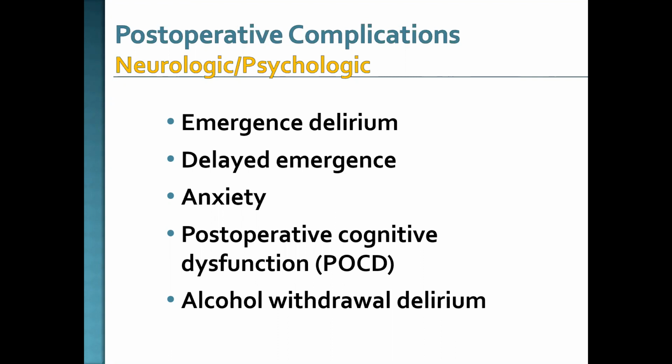Emergence delirium is a short-term neurologic change manifested by behaviors such as restlessness, agitation, disorientation, thrashing, and shouting, and may be a result of the type of anesthesia used, hypoxia, bladder distension, pain, residual neuromuscular blockade, or the presence of an endotracheal tube. This is more commonly seen in the older adult.